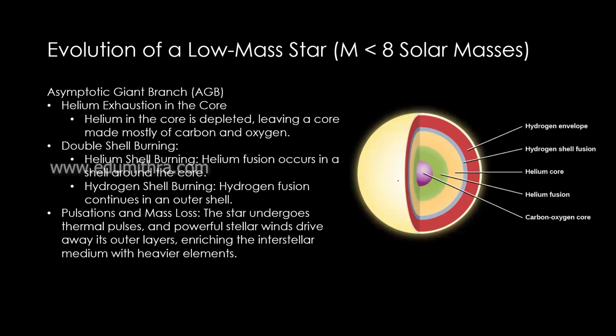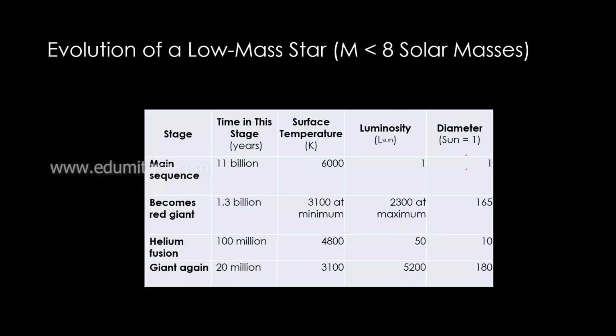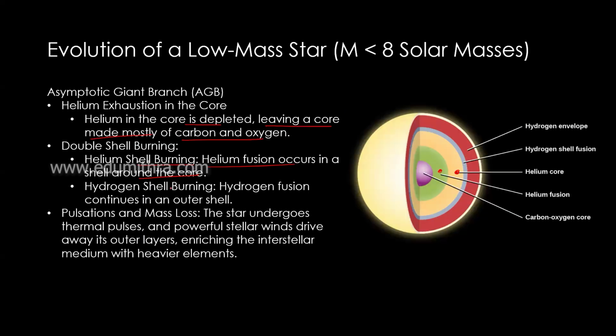So helium will be exhausted in its core. It is out of helium, leaving a core made mostly of carbon and oxygen. Then the helium shell is burning. Helium fusion occurs in a shell around the core. You can see helium fusion is happening here. Then just outside there is a helium layer, then just outside that the hydrogen shell, then just outside that simple hydrogen. So a series of different kinds of processes are happening there.